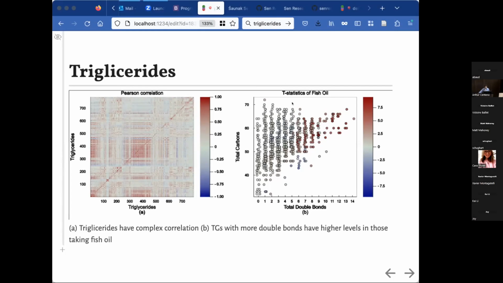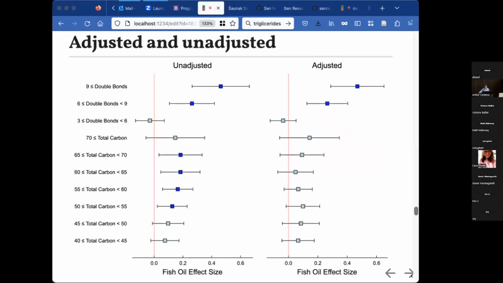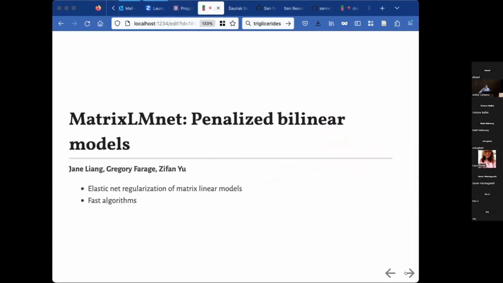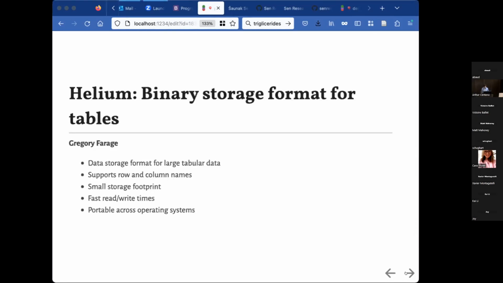But if you look vertically, you might think that triglycerides with longer chains have higher levels. But if you look more carefully, it is really driven by the number of double bonds. And that is the kind of thing that you can disentangle using a bilinear model. And here's a view of that. The unadjusted analysis would show that there's an association with the number of double bonds as well as the number of carbons, but an adjusted analysis where you simultaneously consider the number of double bonds as well as the number of carbons tells you that no, the effect is not driven by the number of carbons, but just the number of double bonds. And we have a couple of packages about that.